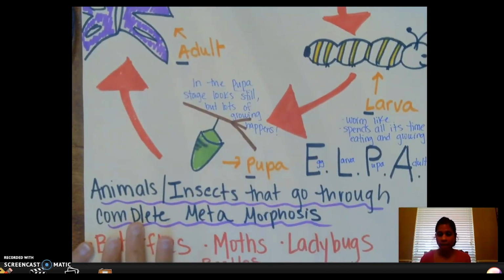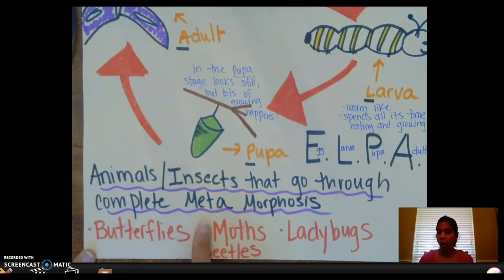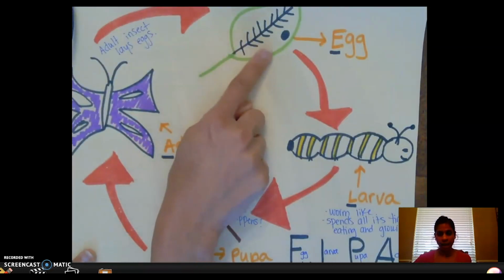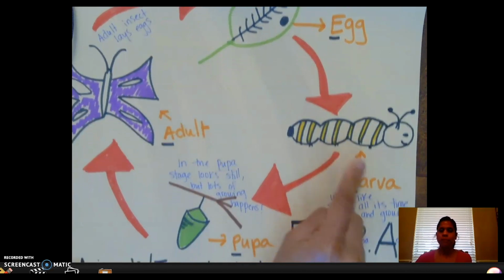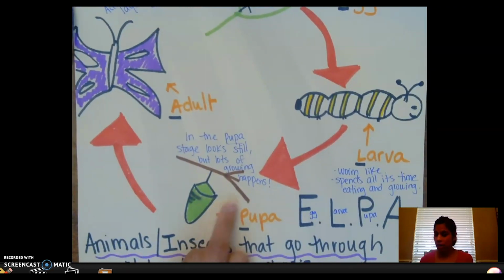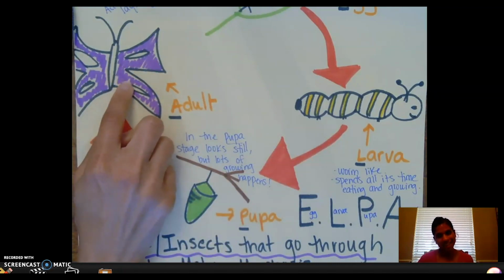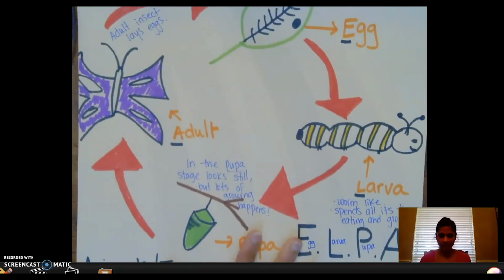Now, the type of insects that go through complete metamorphosis are butterflies, like we talked about, moths, ladybugs, and beetles. So ladybugs, they're going to look like an egg. Their larva stage is not going to look exactly like a caterpillar. They're going to have a pupa stage and may not look exactly like this, like our butterflies do. And a ladybug adult stage is not going to look like a butterfly. It's going to look like an adult. And that ladybug will go on to lay eggs.